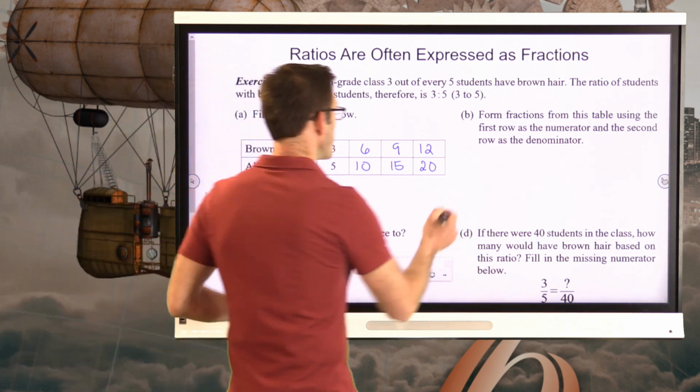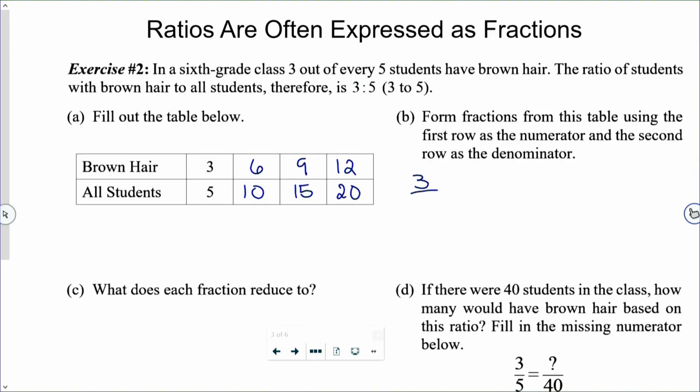So the first one, quite easy, 3/5, 6/10, 9/15, and 12/20.